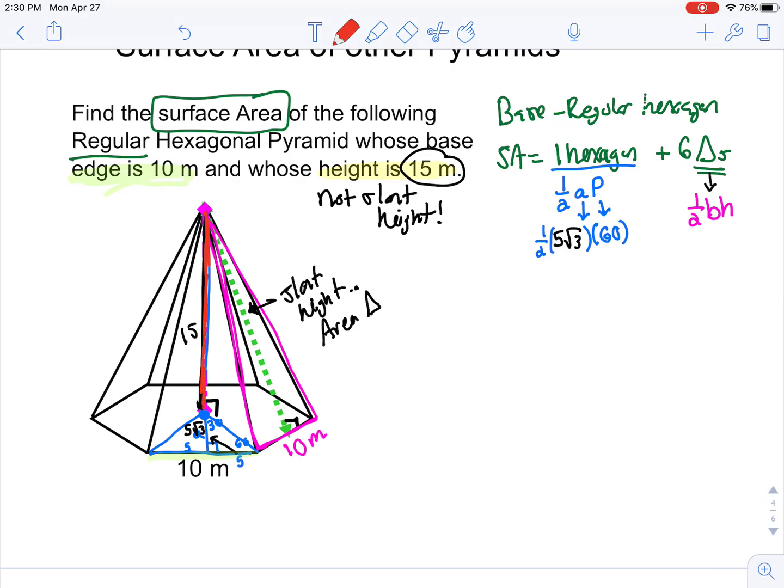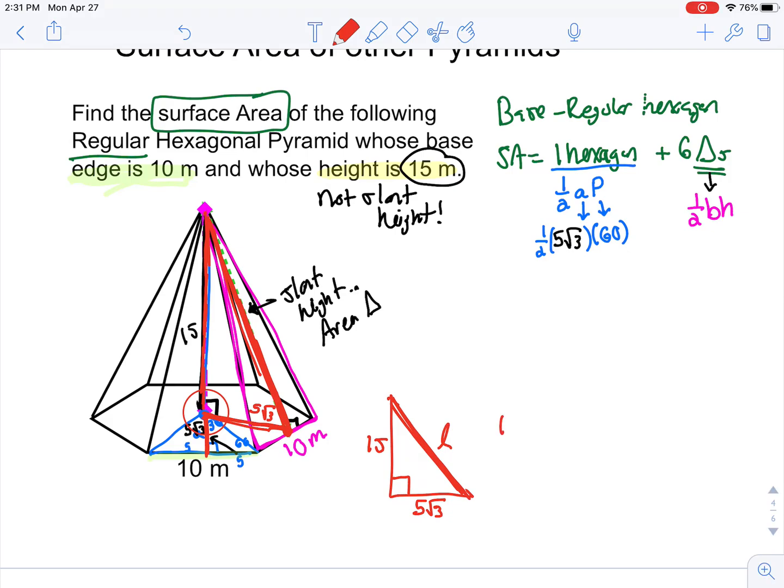We know that the distance from the center point directly to the middle of the edge, remember guys, that's just the apothem. It doesn't matter where it's drawn, it's just the apothem. And we already know that that apothem is 5 root 3. So if I redraw this triangle off to the side here, I know that this is 15, I know that this is 5 root 3, and what I'm trying to find, go back to my pyramid, is this side of the triangle. This is going to be my slant height.